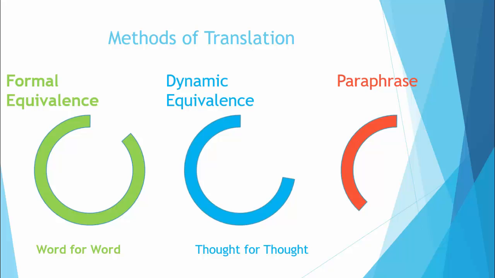Also, we have the dynamic equivalent. The dynamic equivalent or free translation tries to clearly convey the thoughts and ideas of the source text. A literal translation, as it is argued, may obscure the intention of the original author. So in dynamic equivalent, they try to make it thought for thought, what they think it will mean in this time. Moreover, there's another method of Bible translation which is quite recent.